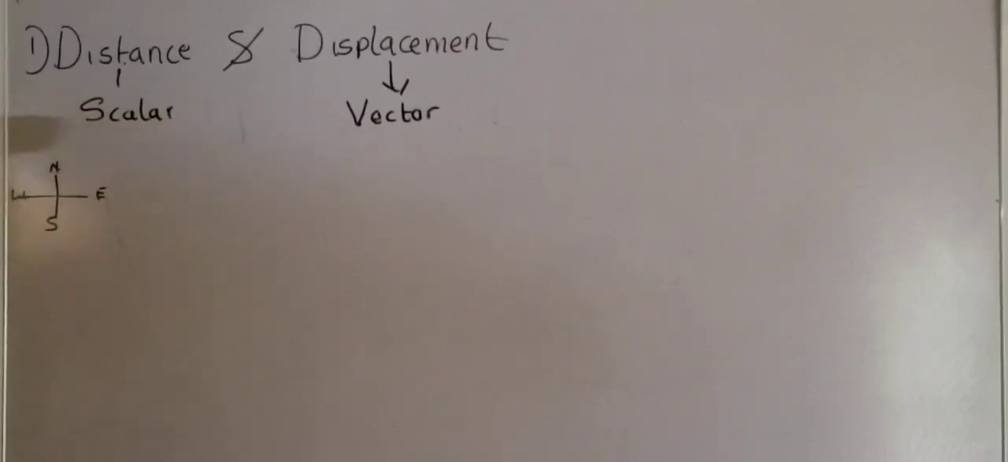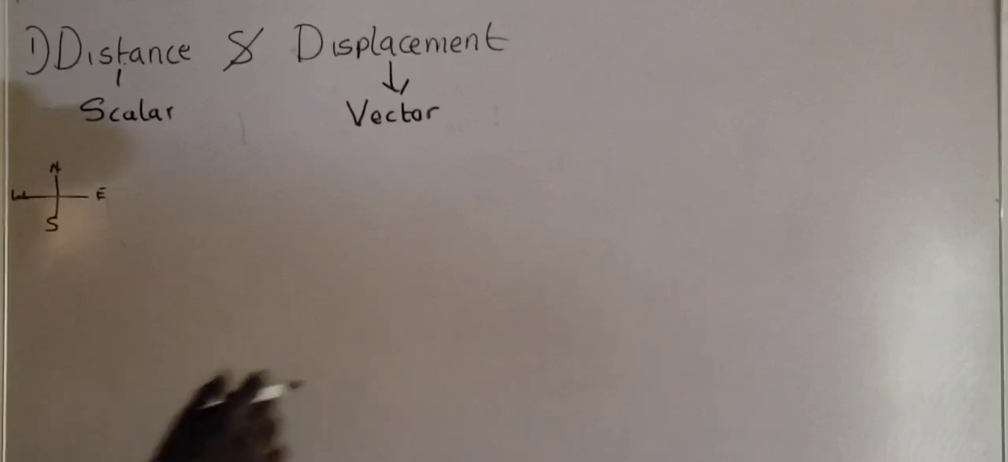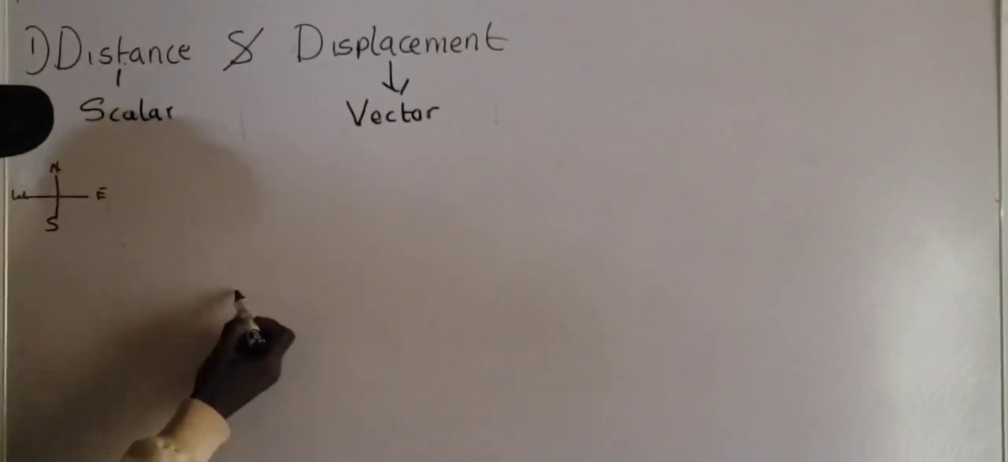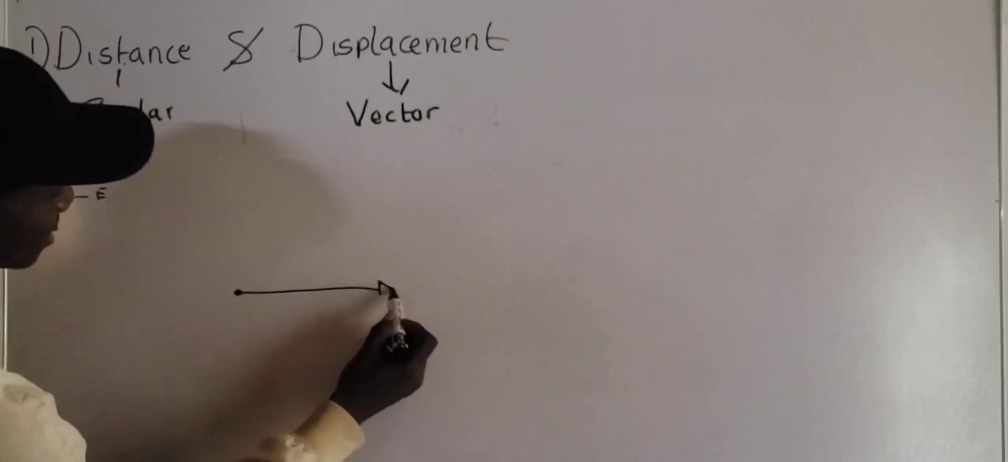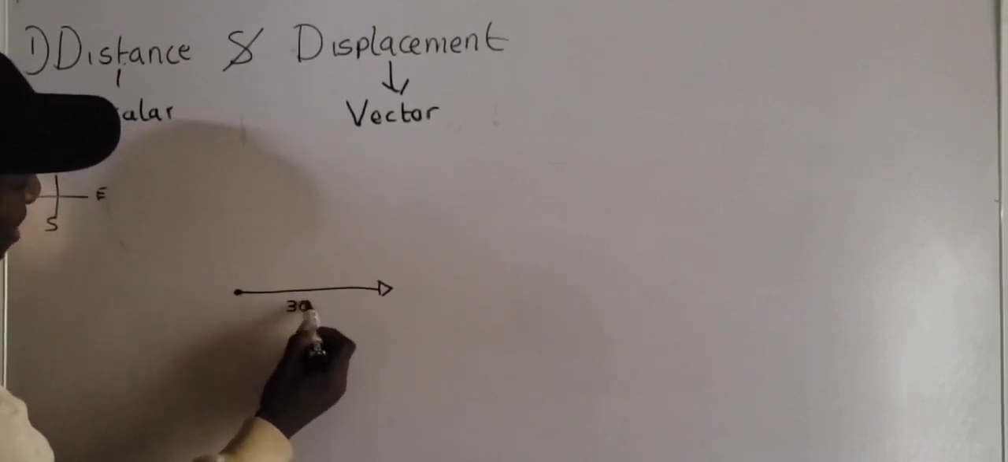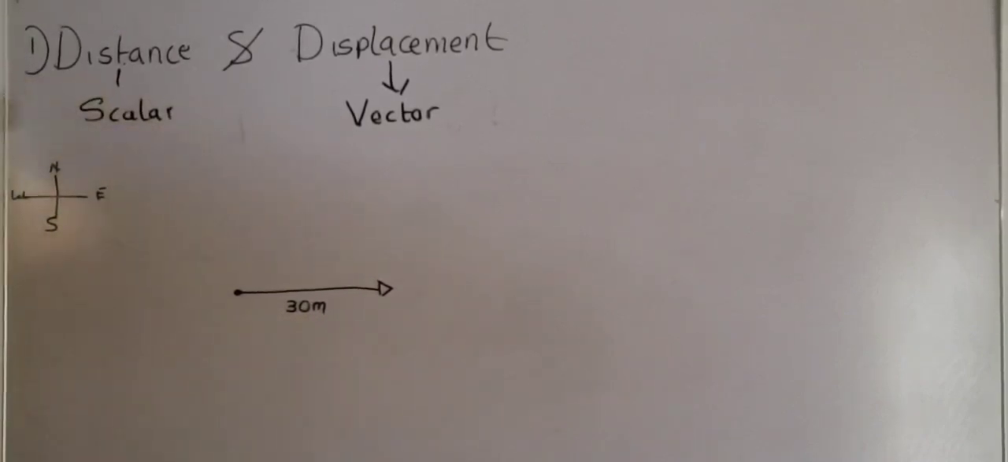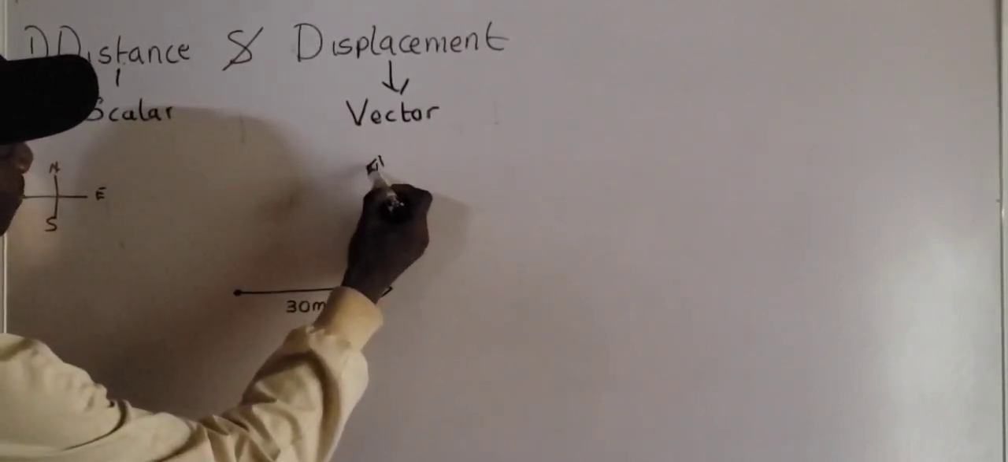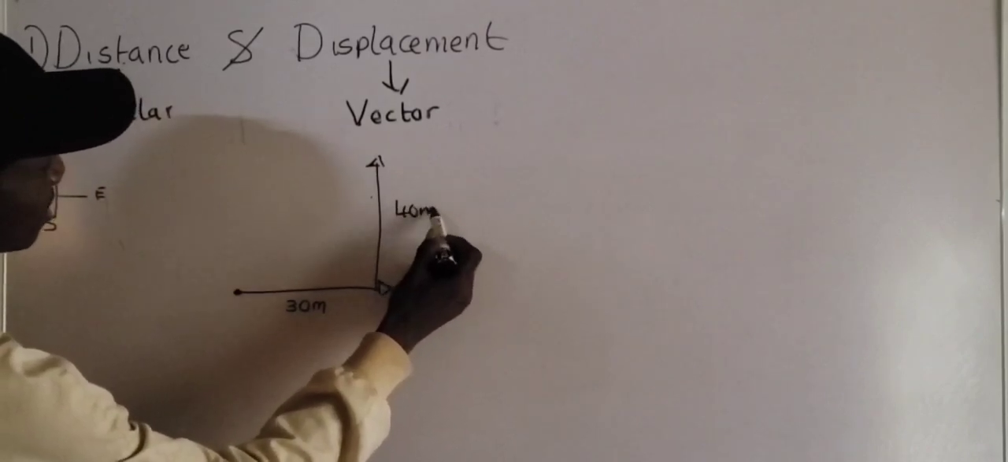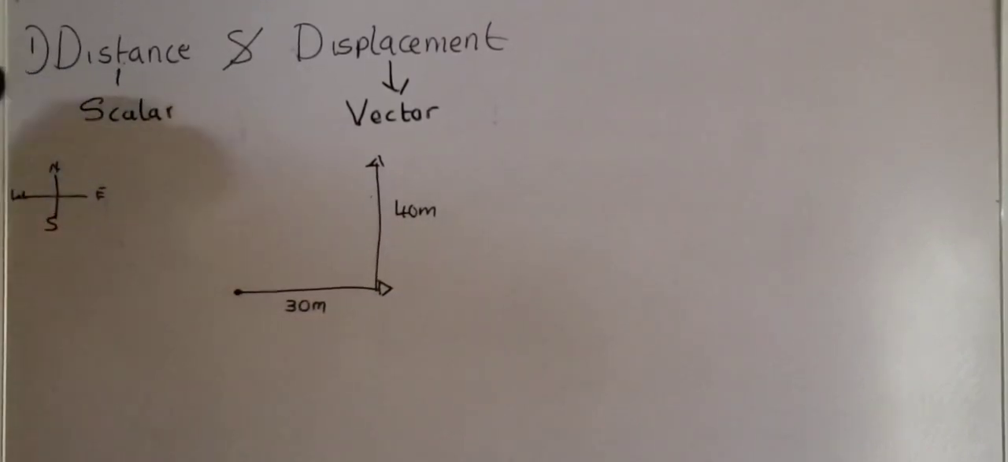Now, back to the question. The first part of the trip of the boy was that the boy walked 30 meters eastward. You understand? Let's say this is the starting point of the boy. So he walked 30 meters eastward. Let's say this is 30 meters. And then he covers another distance 40 meters northward. You understand? Another distance 40 meters northward. What is the distance and the displacement?